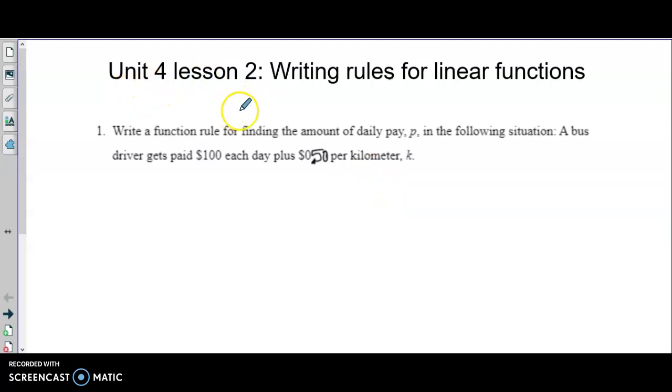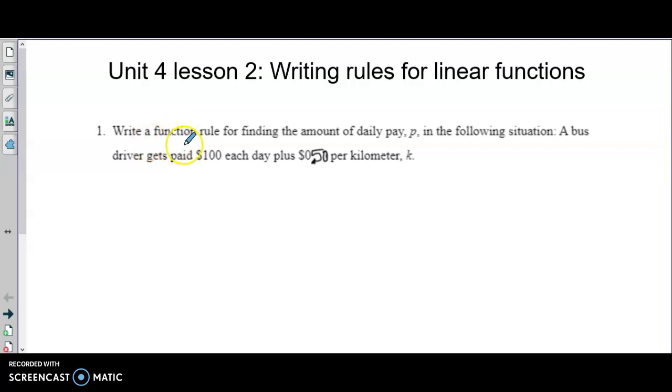Right, so in Unit 4, Lesson 2, you are writing rules for linear functions. We already practiced some of this in the last unit, so this is a little bit of a review, but let's go through it. Write a function rule for finding the amount of daily pay, P, in the following situation. A bus driver gets paid $100 each day plus 50 cents per kilometer, K.